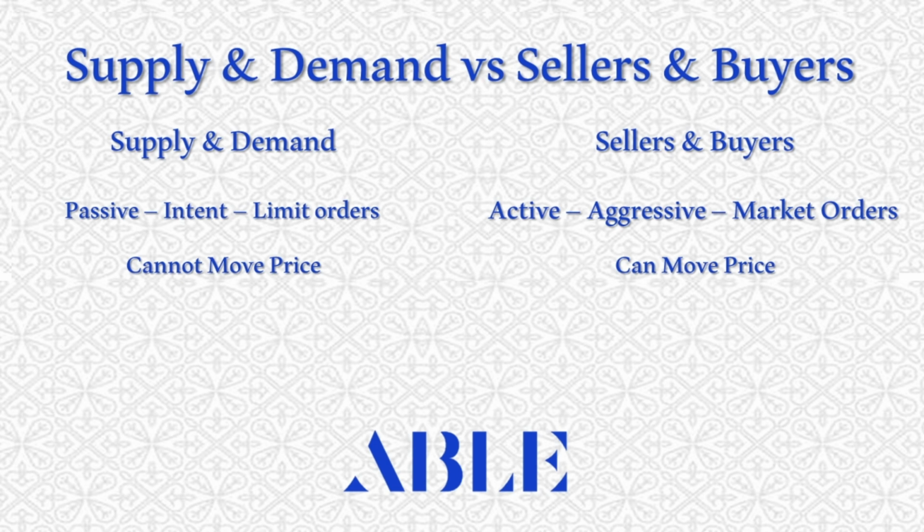There can't be a buyer without a seller, there has to be a counterparty in trading. So if you want to place a buy order, there has to be someone on the other end with a sell order. So one will be passive and one will be active, hence supply and demand and sellers and buyers being different.